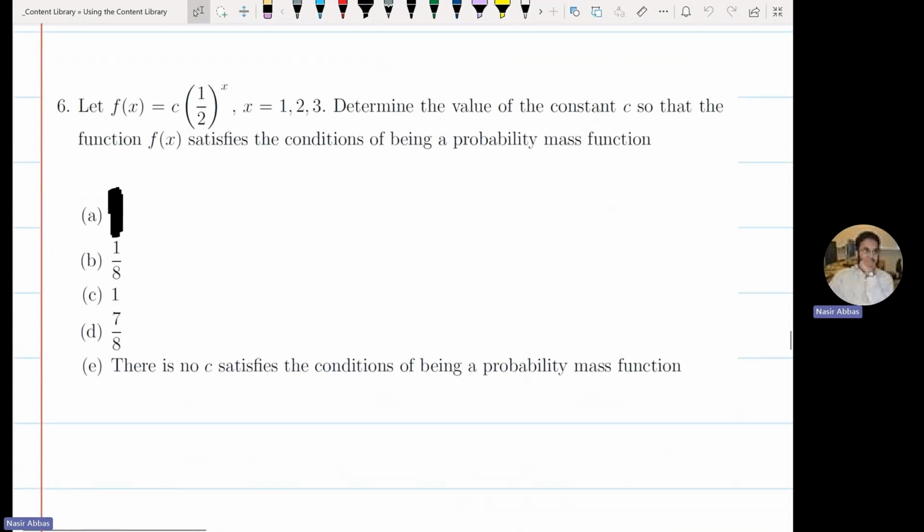Let us start with question number 1. I have hidden the answers with a black mark today. So you will see the wrong answers, but you will not see the right answer. You have to reach the right answer.